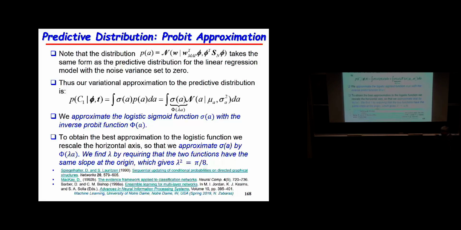But you remember in an early lecture I told you that a good approximation of the sigmoid is this CDF of the normal Gaussian evaluated at lambda times A, where lambda had a specific value to match the slopes at 0. And what was that value of lambda? It was square root of pi over 8.